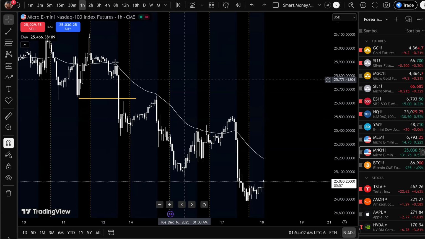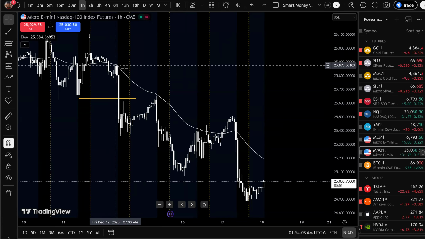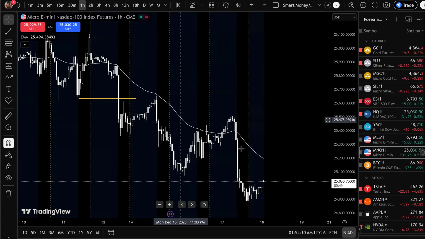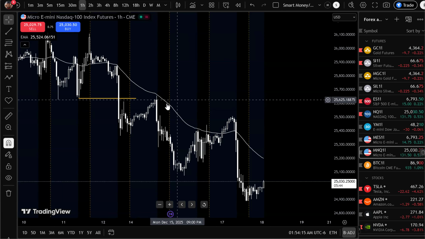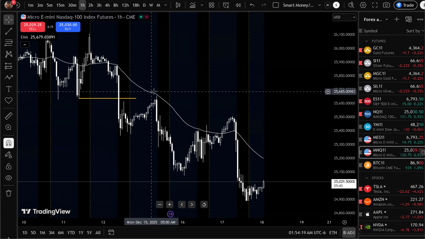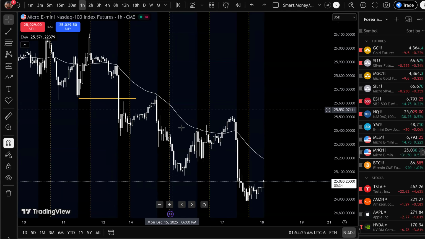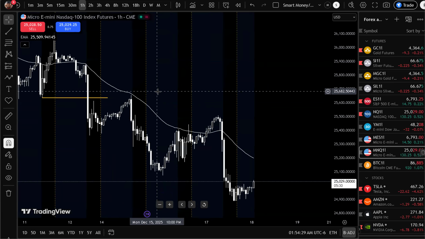Now you see I have my 50 EMA on. This will help because a lot of times you're going to see price bounce off the 50 moving average. It's not going to be like that all the time, but sometimes you're going to get lucky and it's going to be right inside your order block or fair value gap. It's going to bounce right off of it. Easy trade. Now let's look at this.